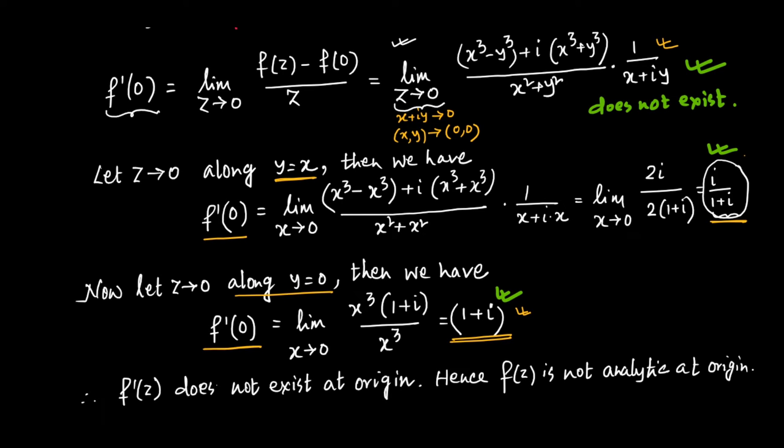Now this is a very, very important example. This tells you the whole scenario, that whenever we talk about a function to be analytic at a particular point, it is not enough that the function is continuous and satisfies Cauchy Riemann equations at that point. The function has to be differentiable at that point along with all other points in a neighborhood of that point also.